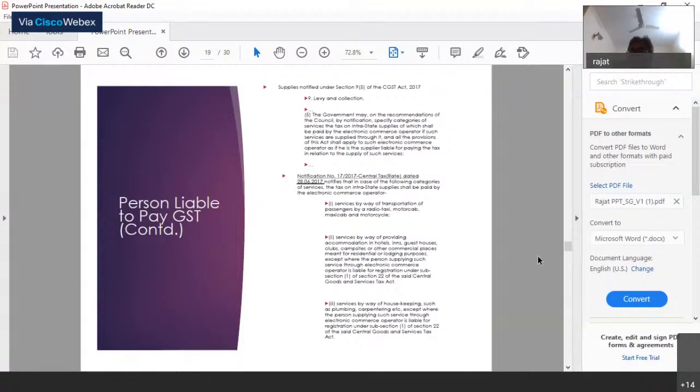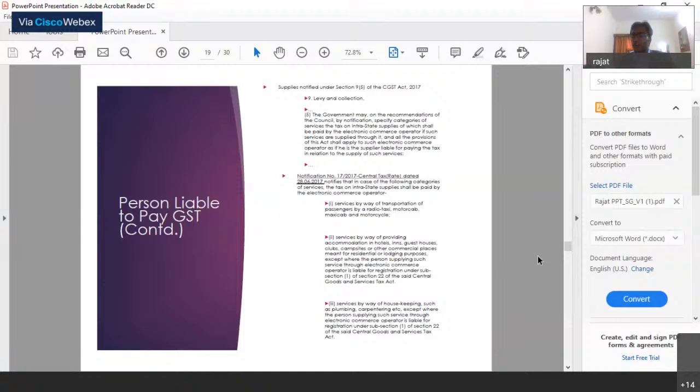And notification 17 of 2017 lists what these services are. These services are services by way of transportation of passengers by radio taxi, motor cab, maxi cab, and motorcycle. Then there are services by way of providing accommodation in hotels, say for example, OYO. Then there are services by way of housekeeping such as plumbing, carpentering, etc. Now, what is the rationale behind having such a provision under the GST, where, say, for example, Uber and Ola are made to pay tax on behalf of the actual drivers who are providing the transportation services?